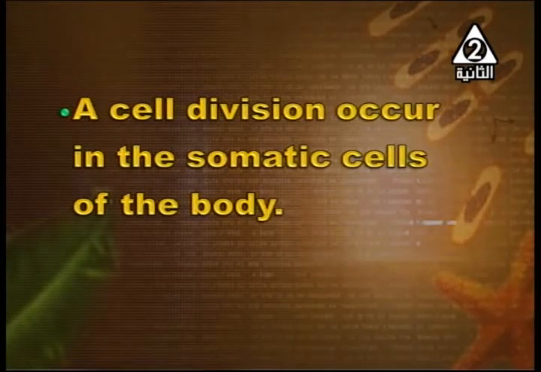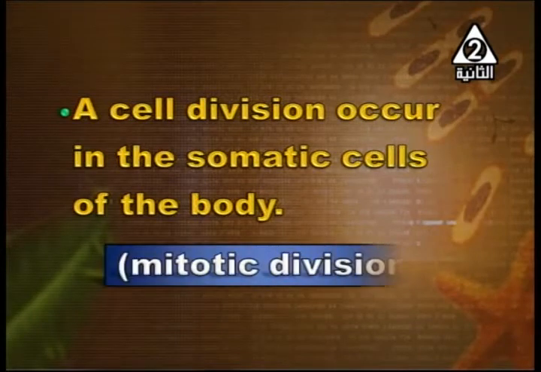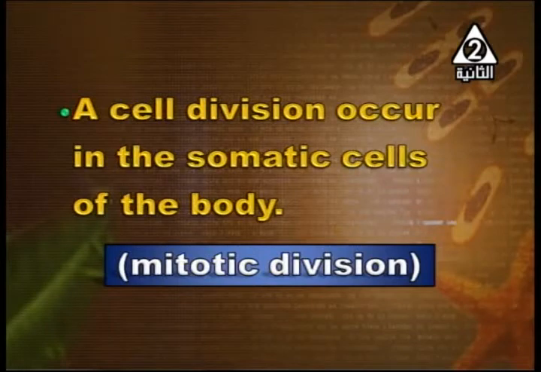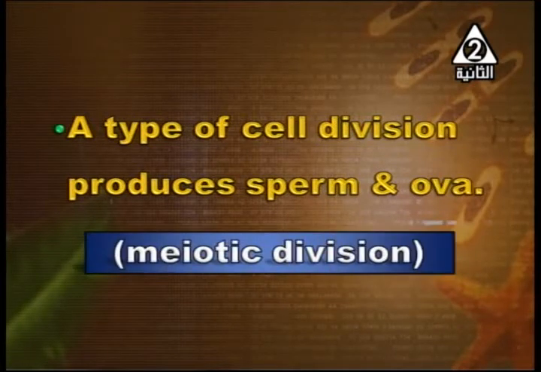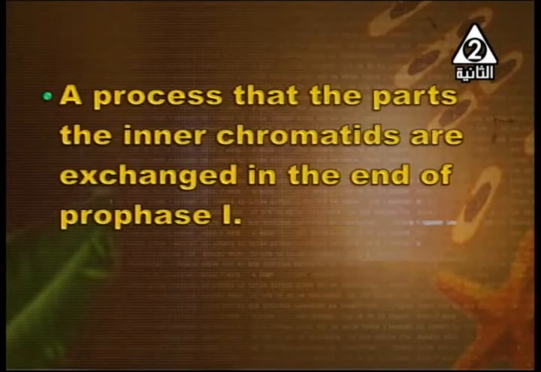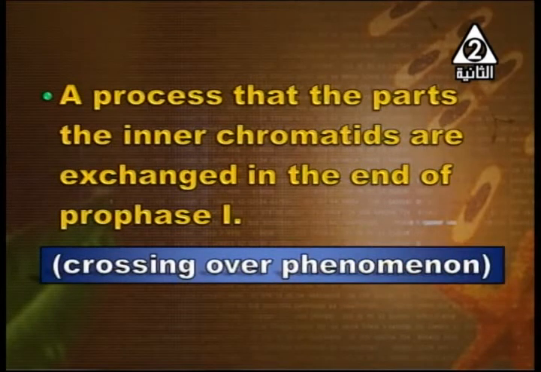A cell division that occurs in the somatic cells of the body. It is the mitotic cell division, or mitosis. A type of cell division that produces sperm and ovum. Do you know this type of cell division? Yes, it is meiotic cell division, or meiosis. A process in which parts of inner chromatids are exchanged at the end of prophase 1. It is the crossing over phenomenon.